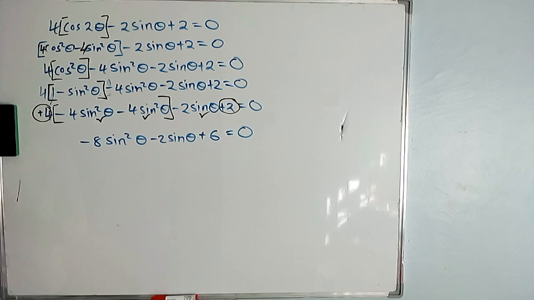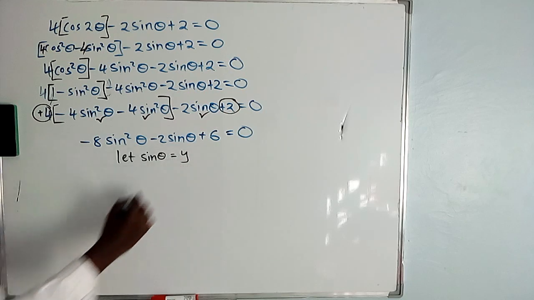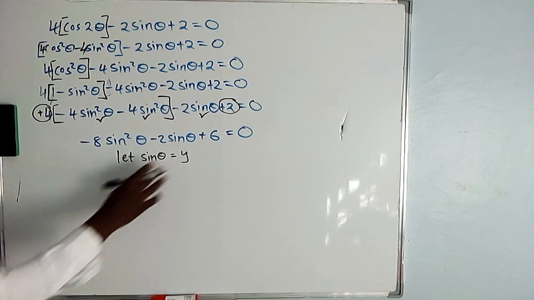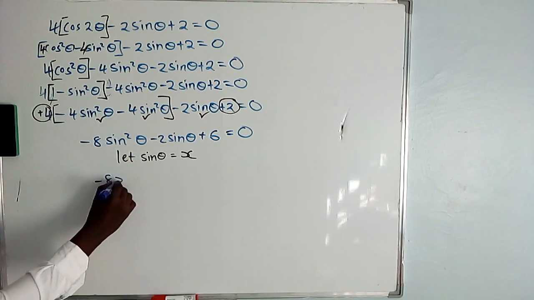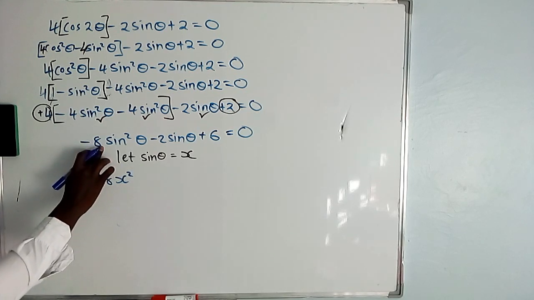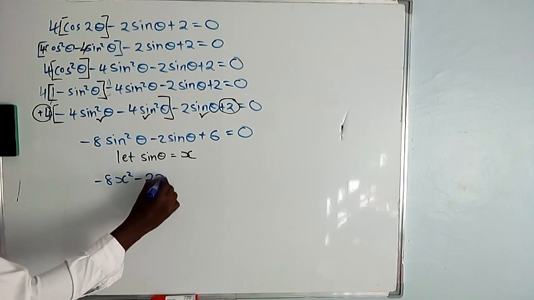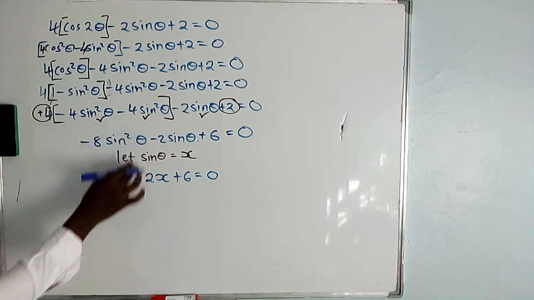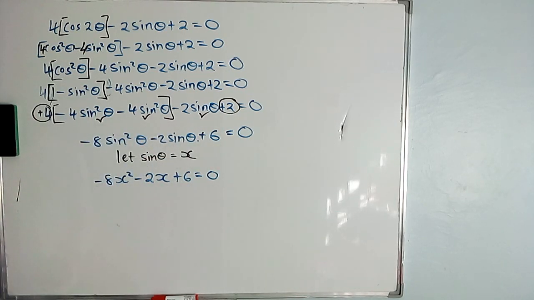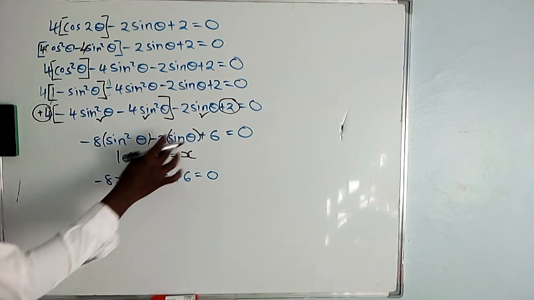So for the quadratic equation, you let sine theta be x or y, any variable, isn't it? So where there is sine theta, you put x, meaning if you have sine squared, that is x squared. So this equation will now become negative 8x squared, then minus 2x plus 6 is equals to 0. So we've reduced the equation back to a quadratic equation.